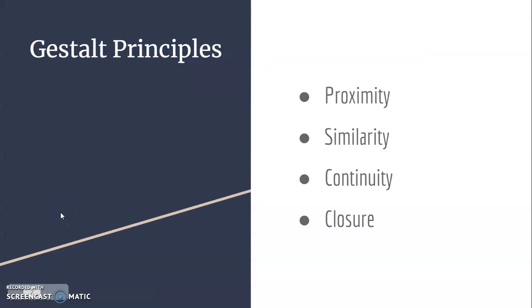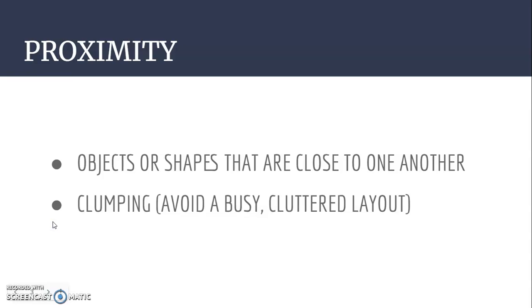This Unit 4, Chapter 5 talked about the Gestalt principles, which included proximity, similarity, continuity, and closure. Explaining the first one, the Gestalt law of proximity, it states that objects or shapes that are close to one another appear to form groups. Proximity refers to how close elements are to one another, and we often perceive the objects that are close together as belonging to the same group.